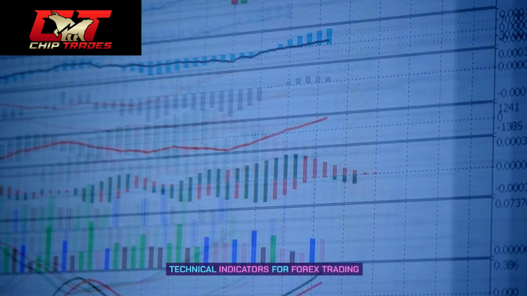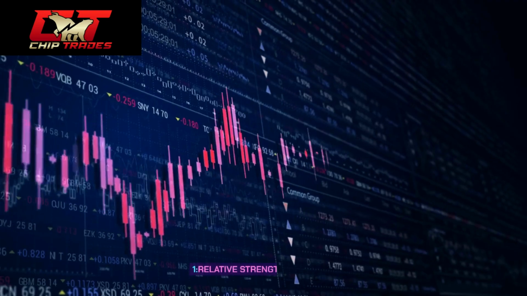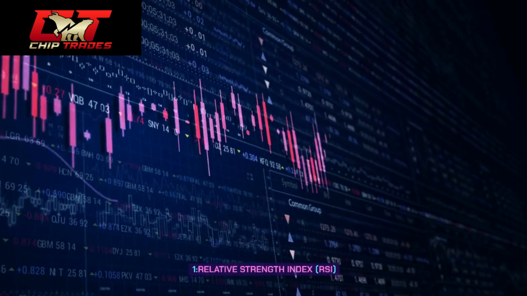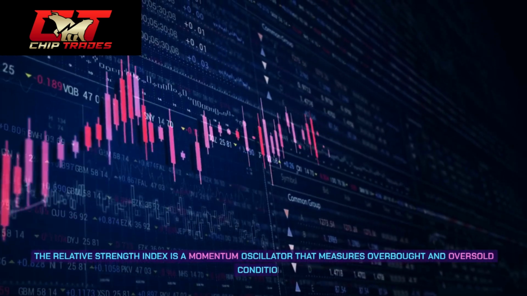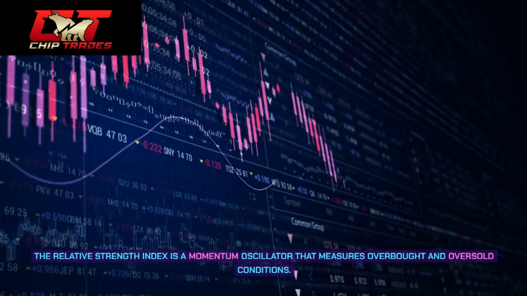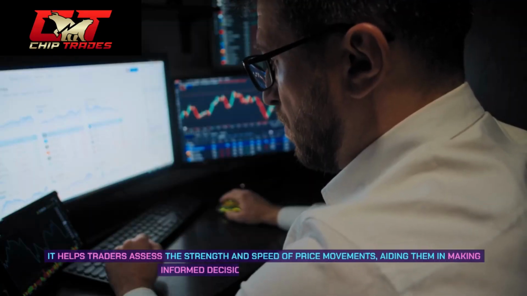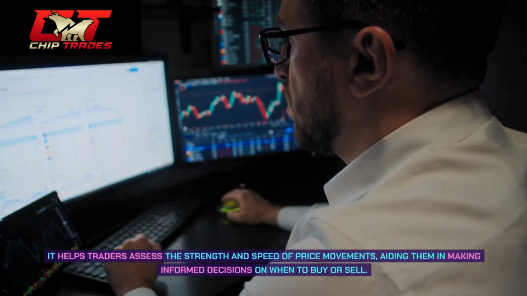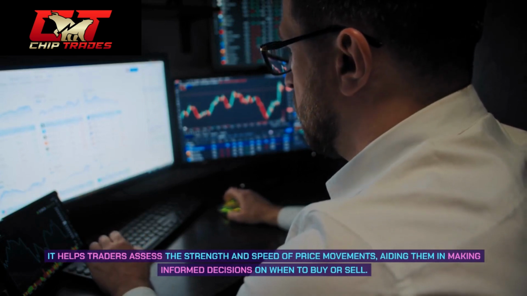Technical indicators for Forex trading. 1. Relative Strength Index, RSI. The Relative Strength Index is a momentum oscillator that measures overbought and oversold conditions. It helps traders assess the strength and speed of price movements, aiding them in making informed decisions on when to buy or sell.